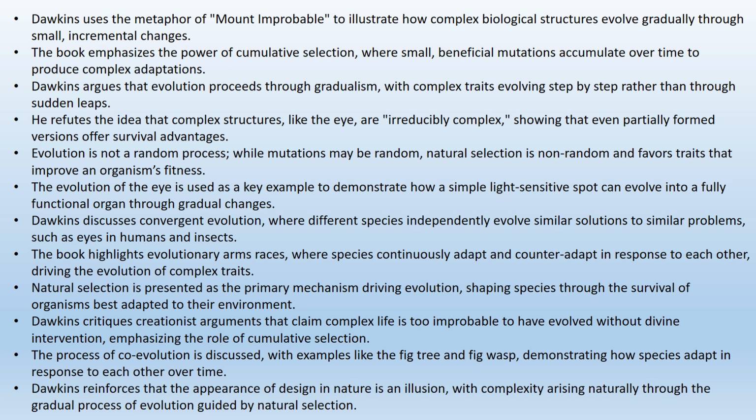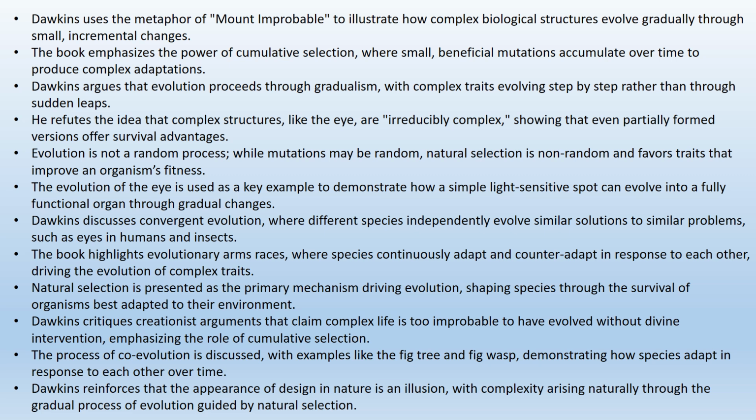This gradual adaptation process, guided by natural selection, demonstrates how complex systems can evolve without the need for a guiding hand or intelligent design. One of the main arguments Dawkins addresses in the book is the creationist assertion that complex life forms are too improbable to have evolved by chance. Creationists often argue that the probability of complex organisms arising by random mutation is astronomically low, making it impossible for them to have evolved without divine intervention.